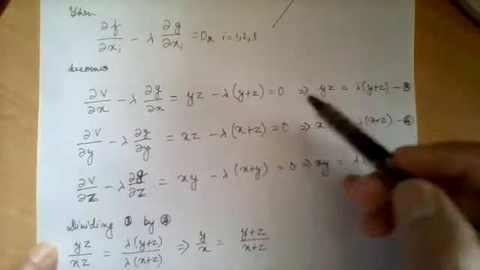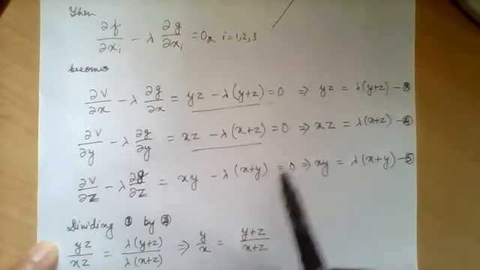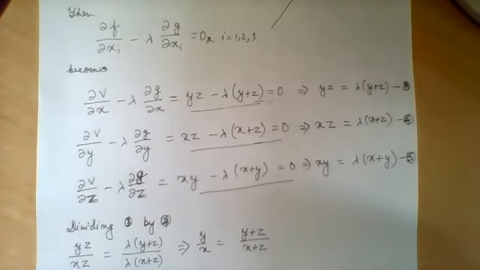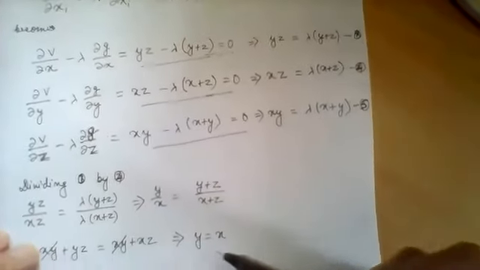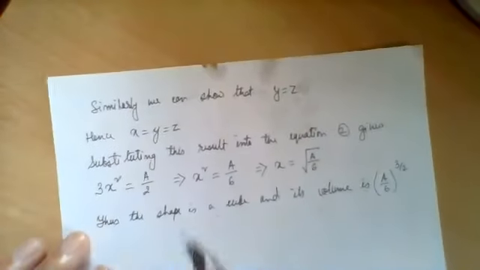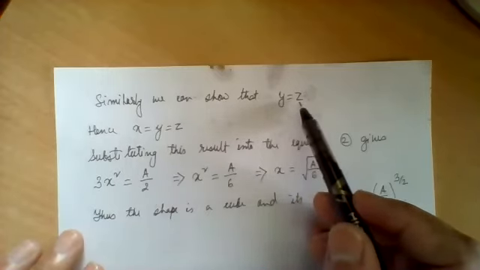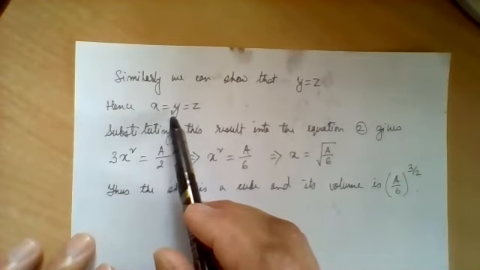So from these three equations, equation number 3, 4, and 5, you can easily solve x, y, and z. From equations 3 and 4, you find that y equal to x. Similarly, you can also find that y is equal to z. Hence, x is equal to y is equal to z.